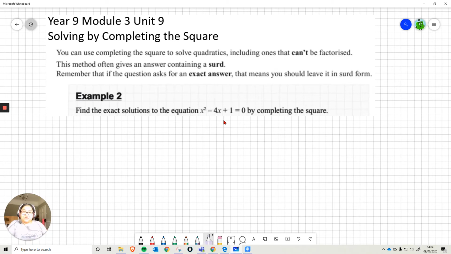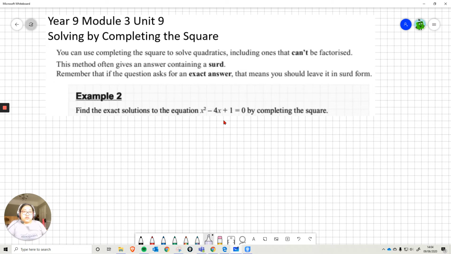Hi, this video is to support you with solving quadratics, and today we're going to solve quadratics using completing the square. Last week we completed the square for expressions, and we're going to use that same method to solve equations. Just like all quadratic equations, we need to make sure it's equal to 0, and in this case it is, so we can start. Let's have a look at this particular question.